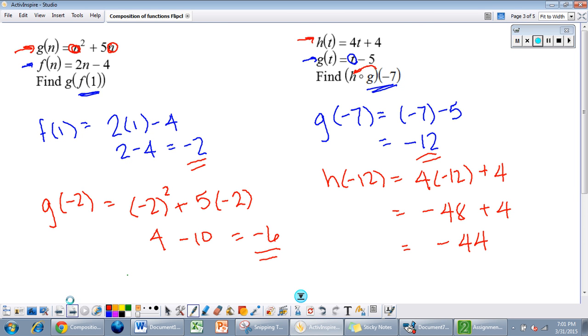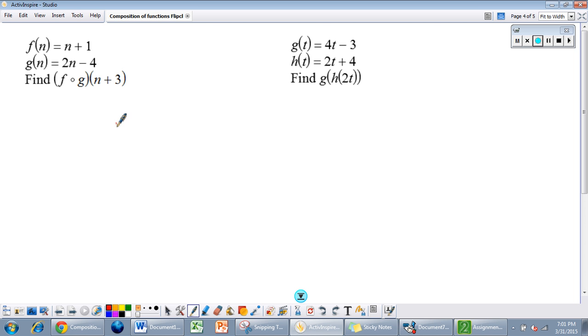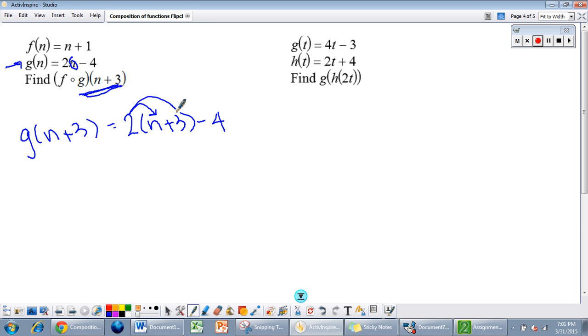Let's go to the next. This time, stepping it up a notch, I'm going to use an expression. The concept's the same. We're going to first start with the g function, because it's closest to what I need to be inserting. So find your g function, and in place of the variable n, I'm going to now list this expression. So g of n plus 3 equals 2 times n plus 3, minus 4. Do order of operations using your distributive property.